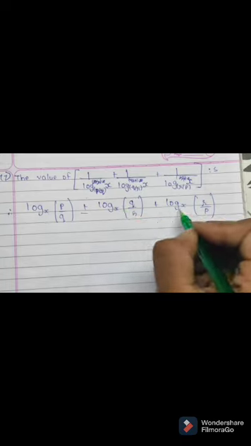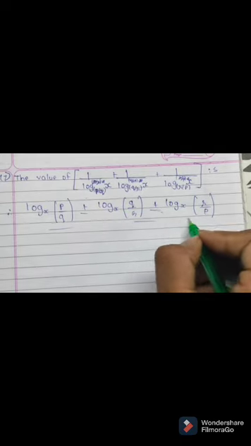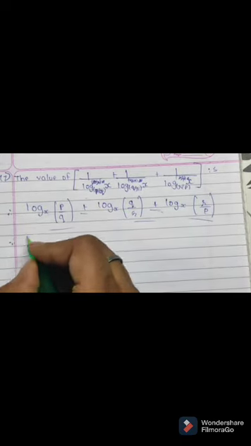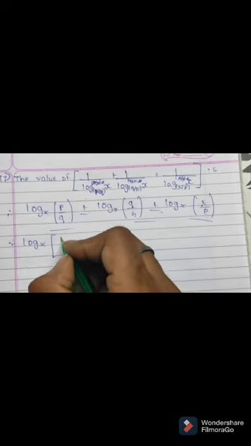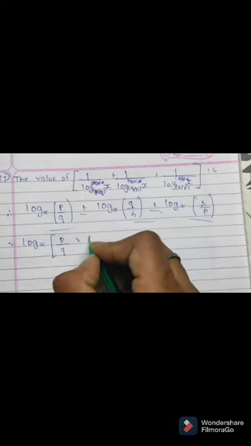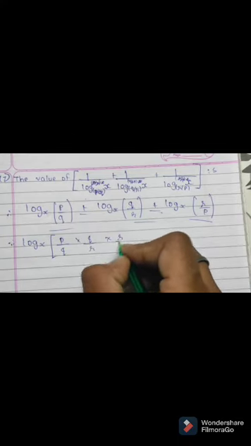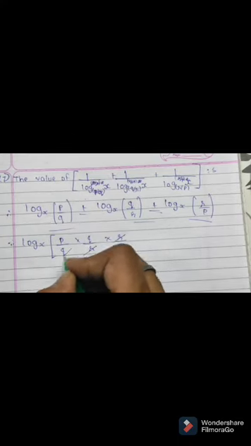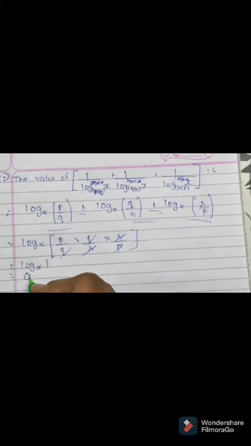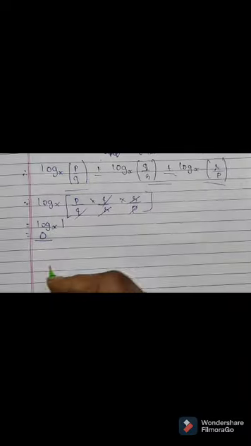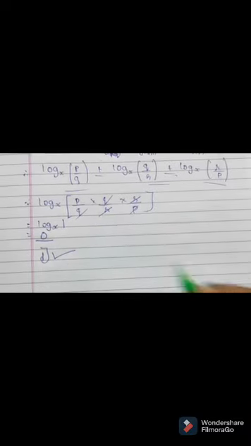As there is a plus sign, we can multiply the terms. Therefore log to the base x of the bracket p by q into q by r into r by p. Now these terms will get cut. So we get our answer as log x 1, which will be equal to 0. So option D is correct.